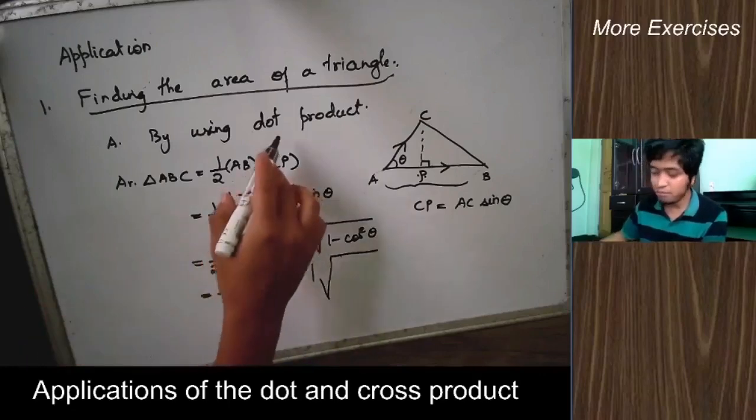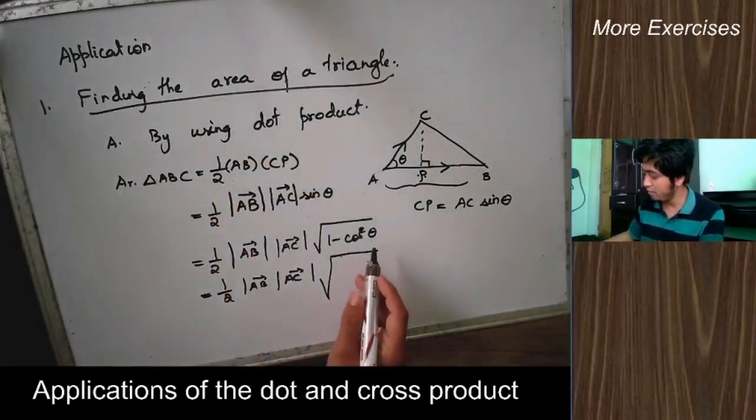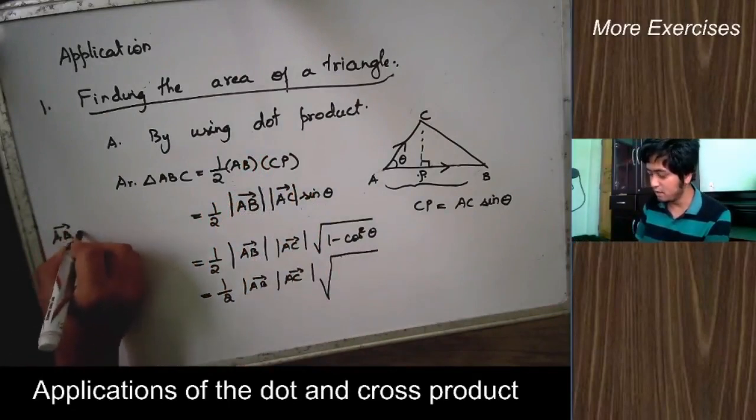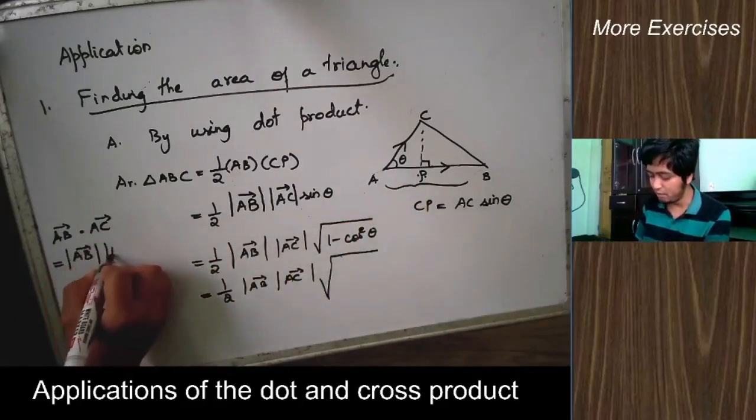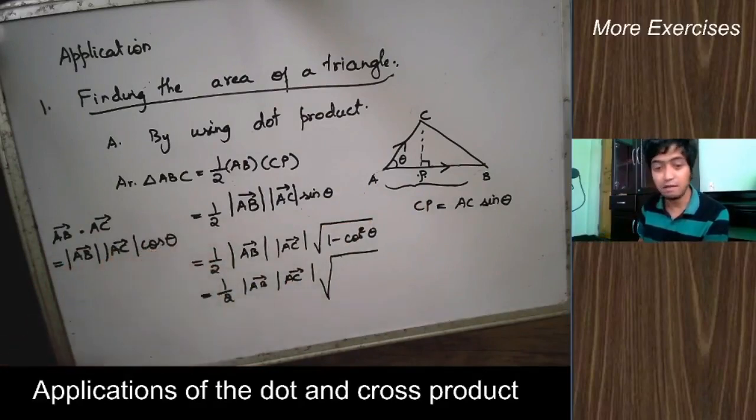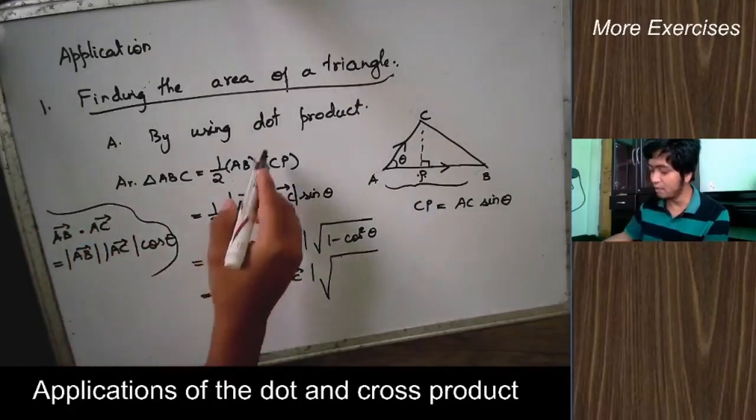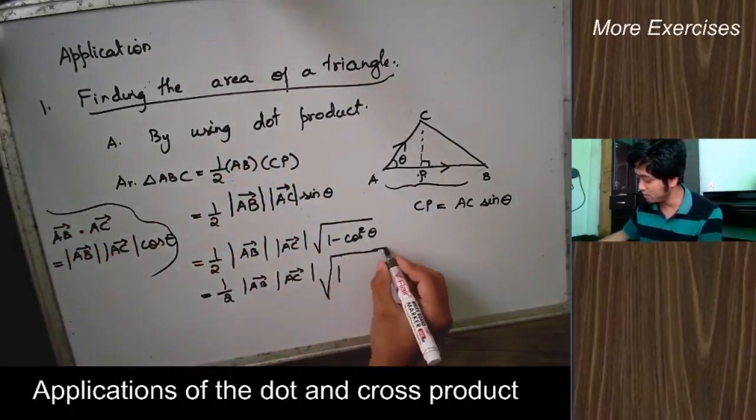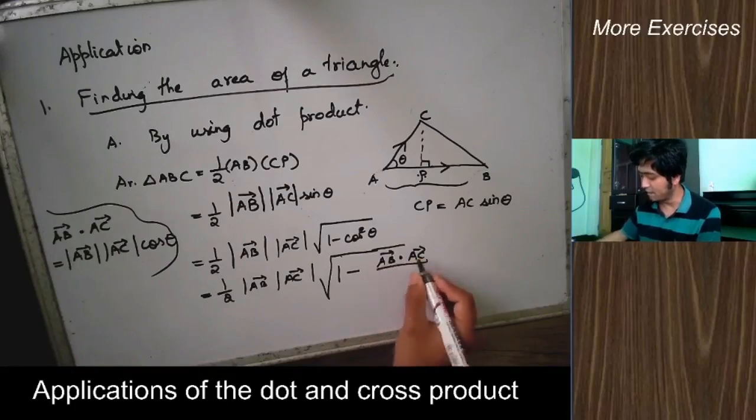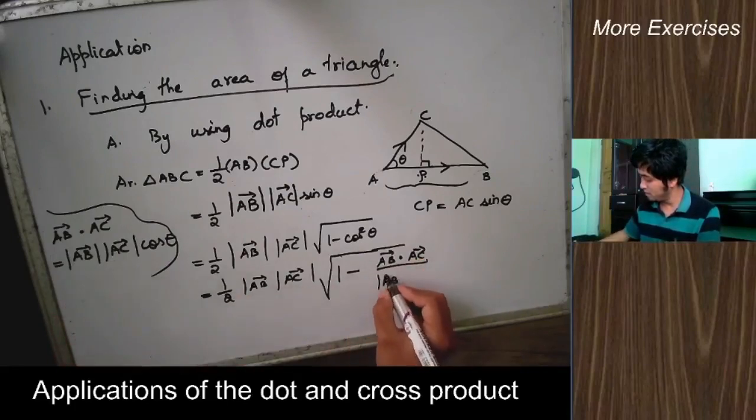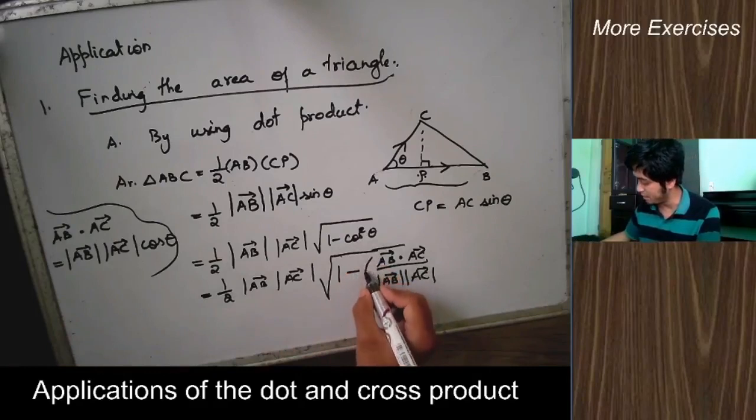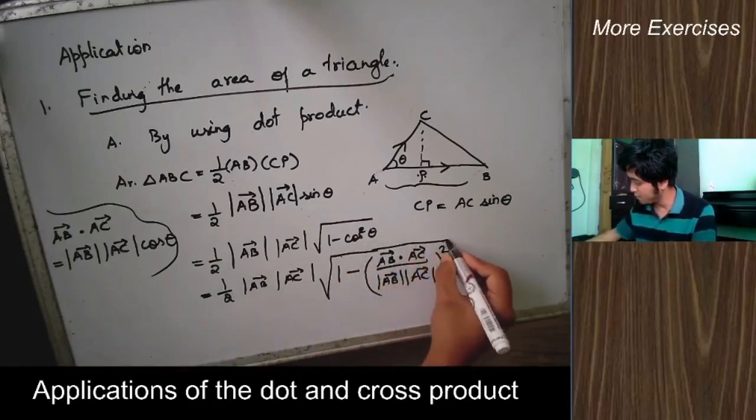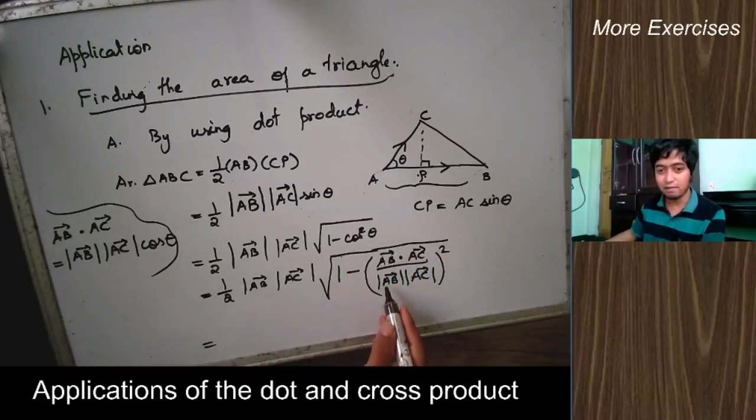Now we want to use the dot product again. So we have got cos. If you remember, how much is AB dot AC? The formula for AB dot AC is magnitude AB, magnitude AC, cos theta. Why am I doing this? Because again, I want to use the dot product. So cos can be written as AB dot AC divided by magnitude AB times magnitude AC. This is the value of cos, but we have to square it. We can simplify this one.